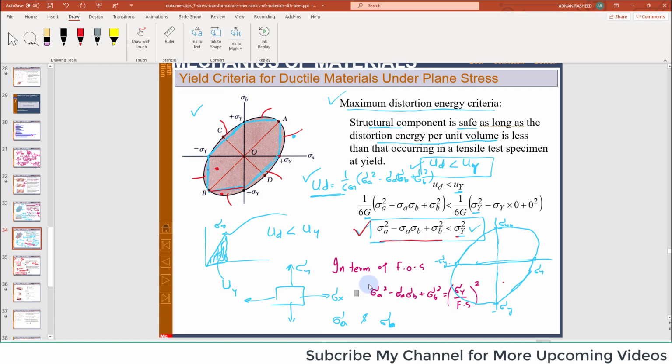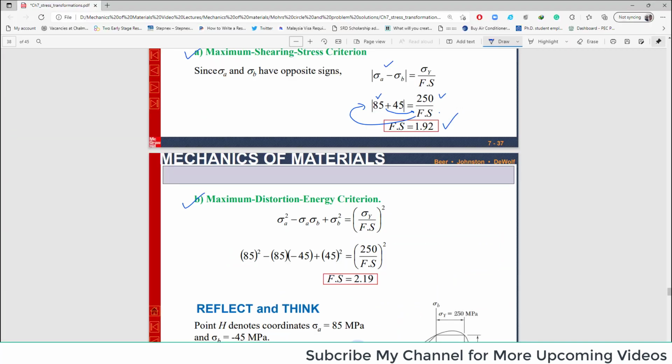Now for the maximum distortion energy criteria, we have this formula which you have seen over here. I have written the formula here. We use sigma A square minus sigma A into sigma B plus sigma B square is equal to sigma y over Fs, factor of safety, whole square. So if you put in all the values, you will have a factor of safety of 2.119. So again you can see that the design under the maximum distortion energy criteria gives a greater value, so it is more flexible as compared to Tresca criteria.